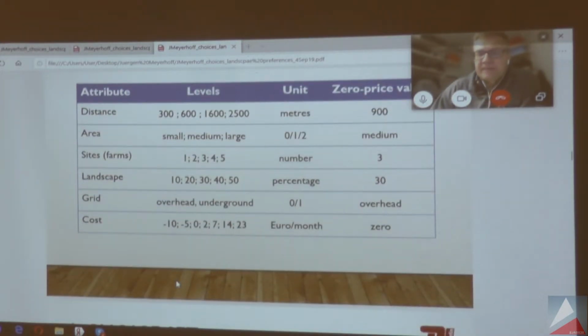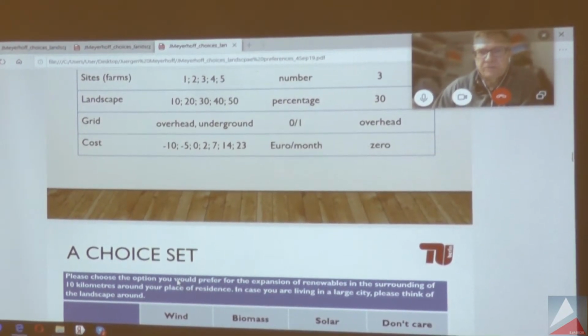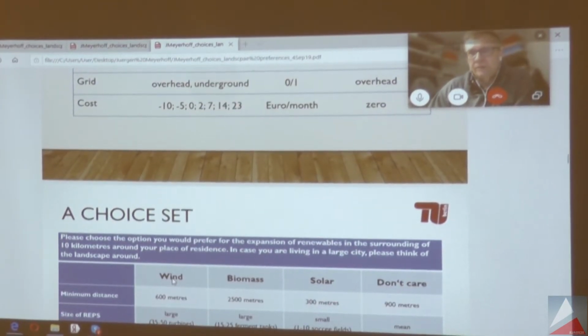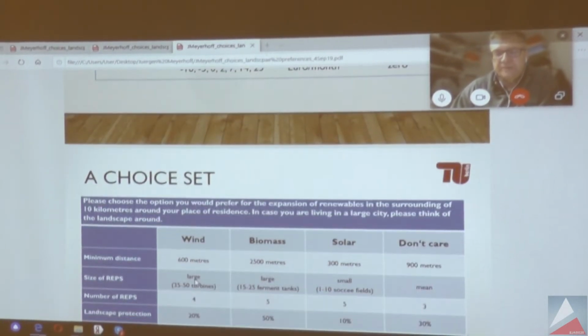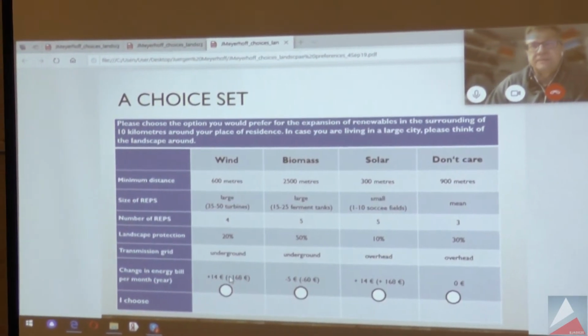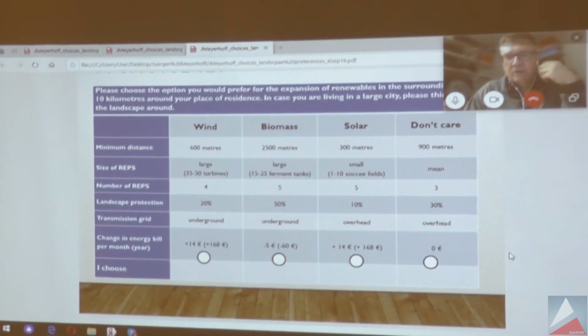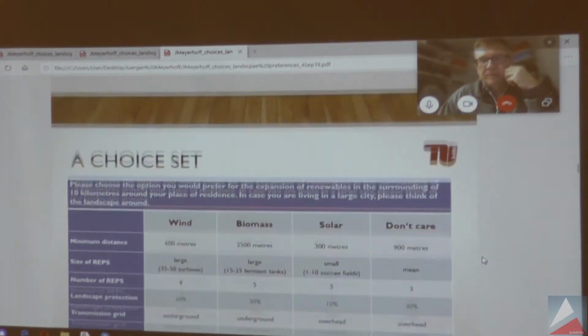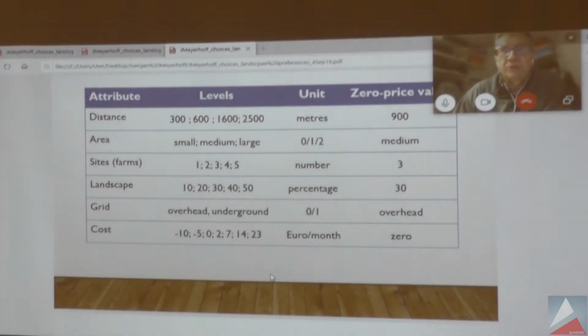Then the second last attribute is called grid, which is quite important here in the discussion about renewable energy in Germany, because the question is how to transfer the generated electricity to consumers, and transmission lines can be overhead or underground, and many people would like to see underground because they feel disturbed. So that's the reason why we decided to have these attributes in our choice experiment. And then of course there's the cost factor, indicating how much people would have to pay as a change in their energy bill per month in order to get an alternative.